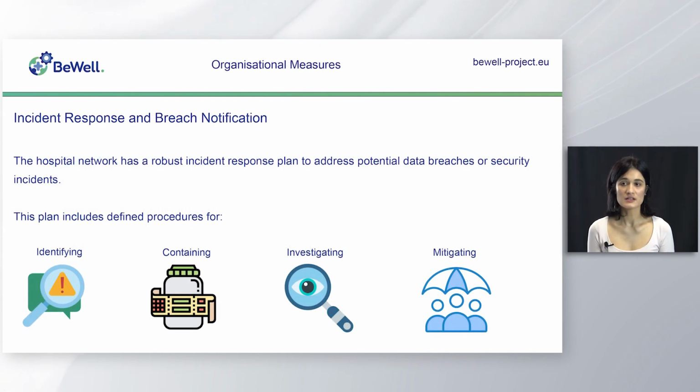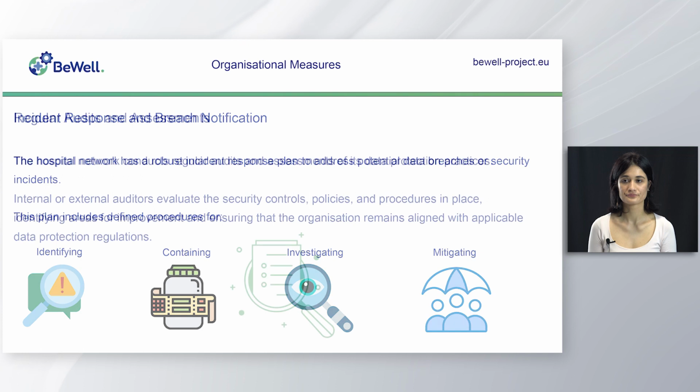3. Incident response and breach notifications. The hospital network has a robust incident response plan in place to address potential data breaches or security incidents promptly. This plan includes defined procedures for identifying, containing, investigating, and mitigating breaches. In the event of a breach, the hospital network follows applicable legal requirements and promptly notifies affected individuals, regulators, and other relevant stakeholders.